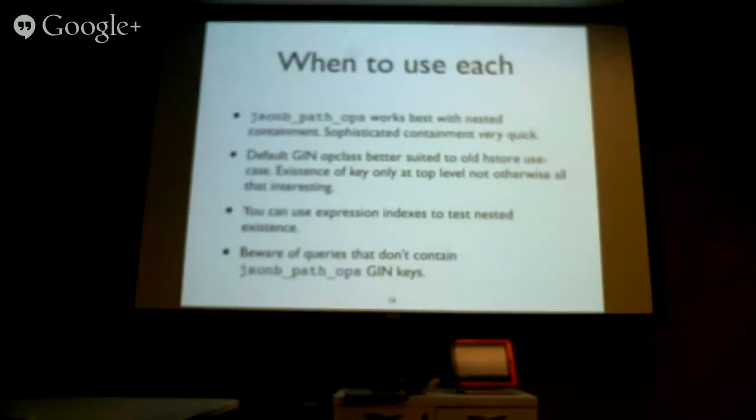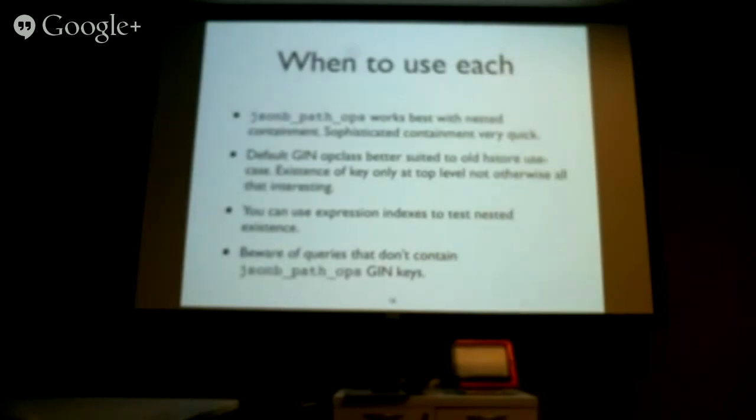Here's what I think about when you should use one or the other. The JSONB path ops class works best when you're doing a lot of containment. I consider containment to be the compelling thing to do with JSONB. The default, which we use for existence, is more for your classic hstore use case, where presumably there's a lot of key-value pairs, and you would reasonably want to test existence all the time.